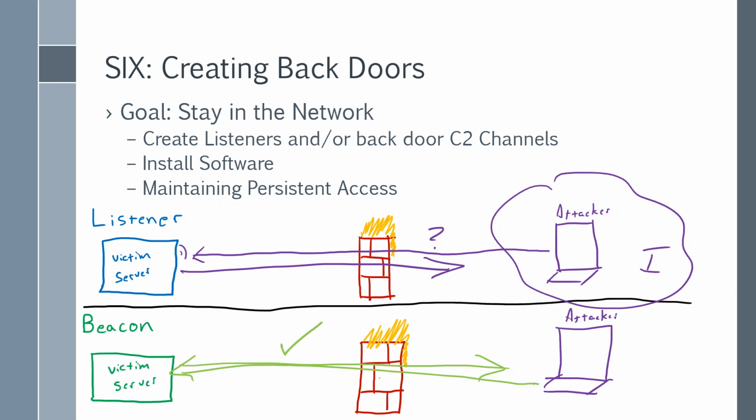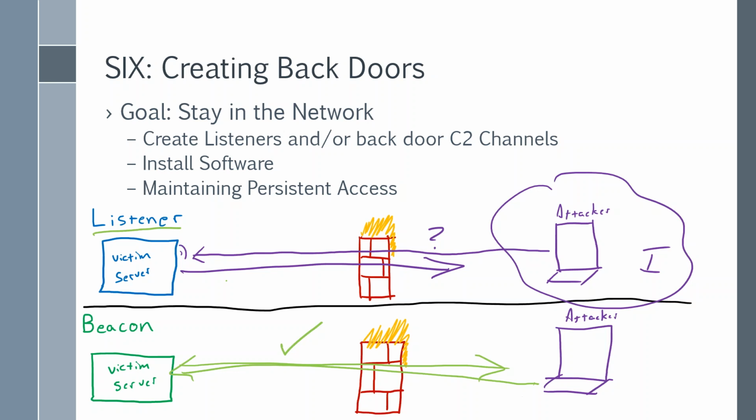This is much more likely to work just for the fact that our outbound filtering on firewalls are not as good and robust as our inbound filtering, right? So a listener is preferred because it's very stealthy. It's just listening. I'm not sending any packets on your network at all until I reconnect. But if I can't do that, the beacon will be just fine.